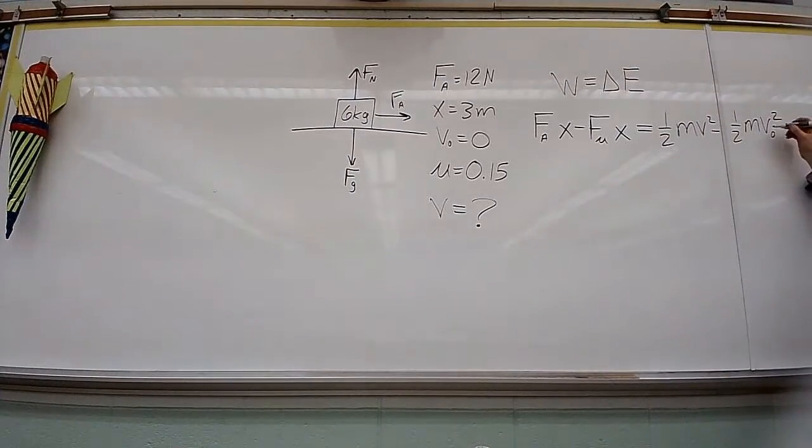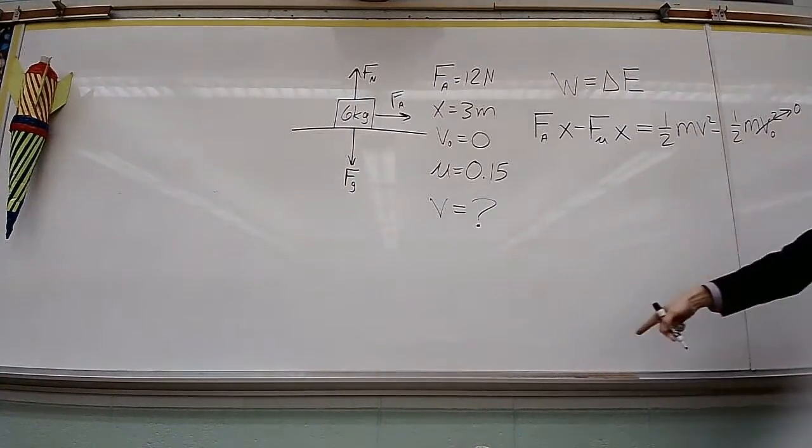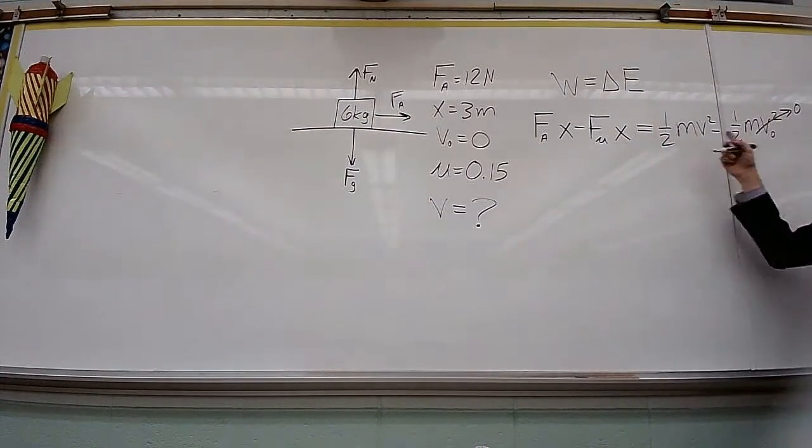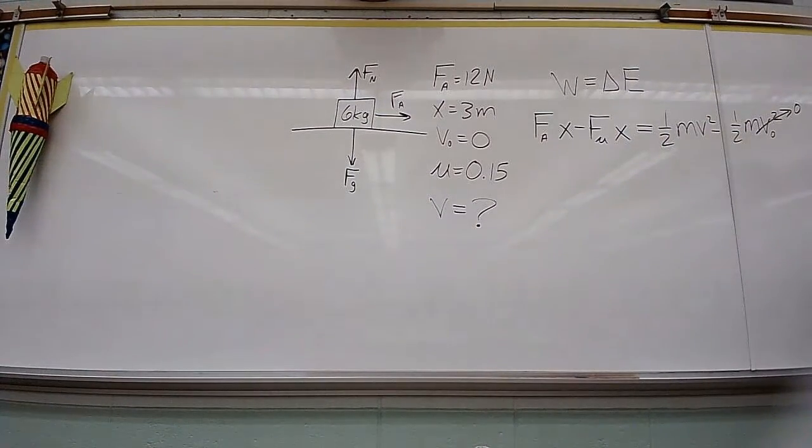So, original velocity, as mentioned in the original information here, is equal to 0. So now we just got to plug everything into this equation and try and solve it for velocity.